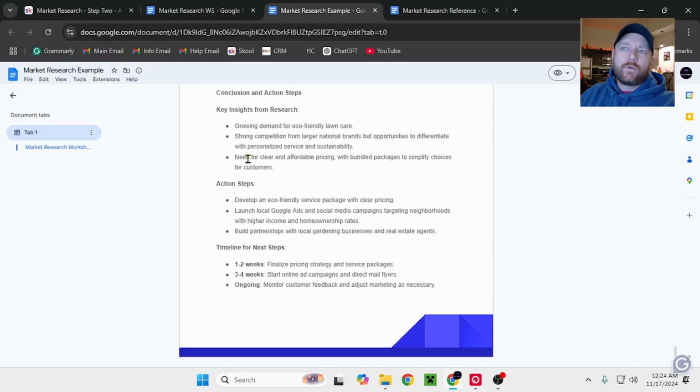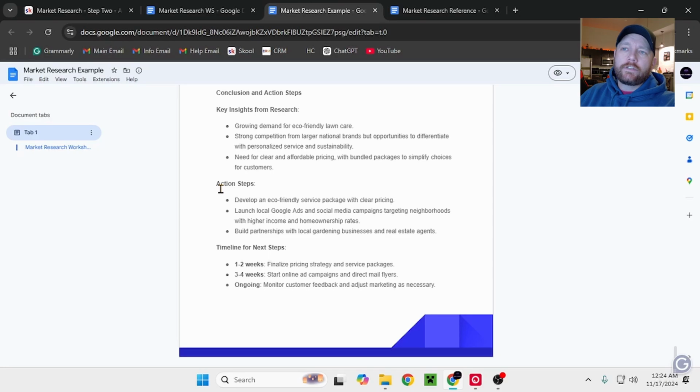And then people want clear, affordable pricing with bundle packages to simplify their choices, right? So those are the things that we took from our research that we're going to bring into our company, that's going to make our company that much better, that's going to make our customers interested in even trying our service, right?